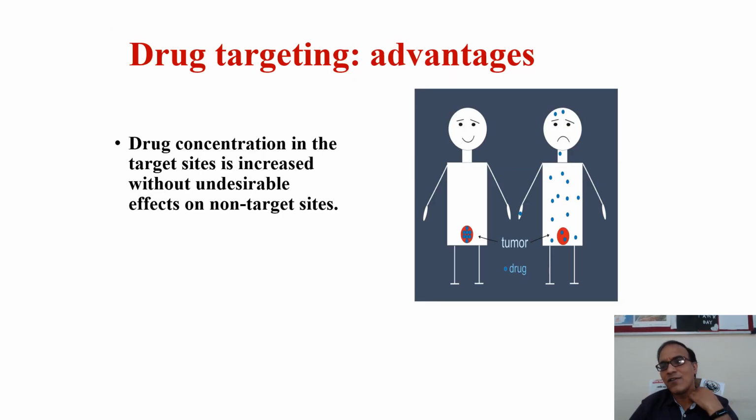Now, drug targeting advantages. We have discussed that a person will be happy only when the drug is localized into the site of action only, in comparison to the entire or peripheral distribution of the drug across the body, even to the healthy tissues. So drug concentration in the target site is increased with drug targeting without undesirable effect on the target site.